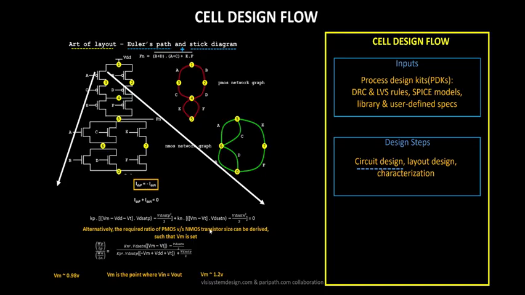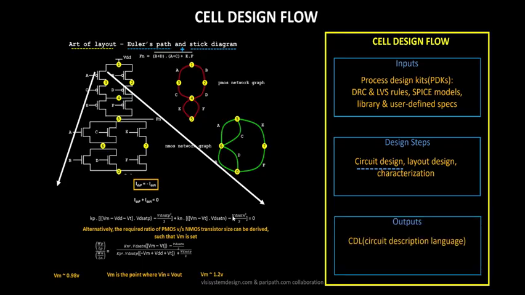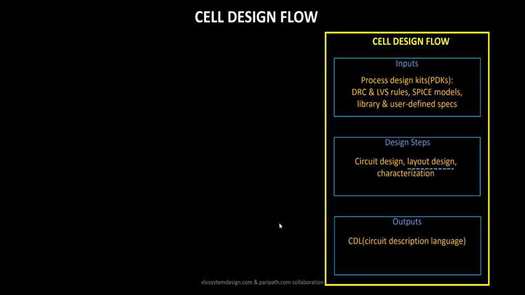Next is the layout design. Once you come up with the circuit design, for example once you know the W/L of the PMOS and the W/L of the NMOS, the next step is to implement those values into a layout, which is basically called the layout design. Before moving into the layout design, the typical output we get out of circuit design is a circuit description language file, called a CDL file. So the next step is the layout design.